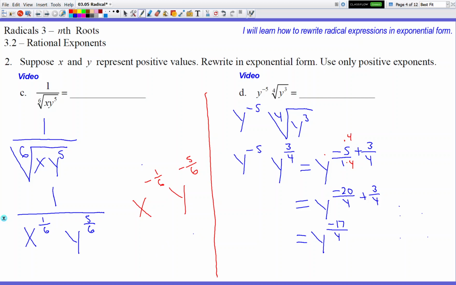Okay, so right now I have a negative exponent, so this negative exponent is telling me send the y to the bottom, or opposite of where he currently is. So since he's currently on the top of the fraction, I'm going to send the entire y to the bottom. So when I rewrite this problem with a positive exponent, it's going to be a fraction, and the entire y to the 17 over 4 power got sent to the bottom.